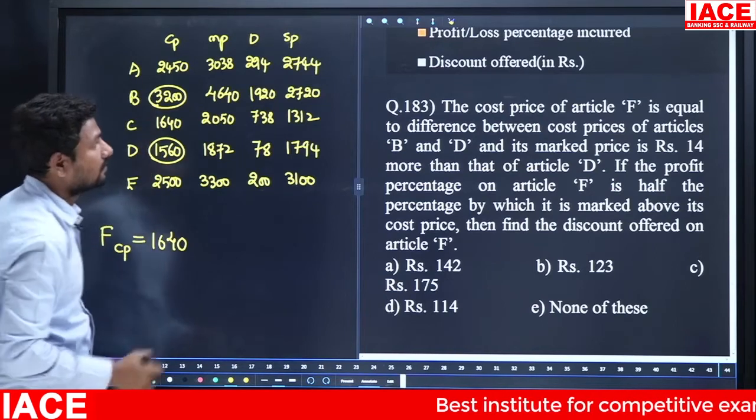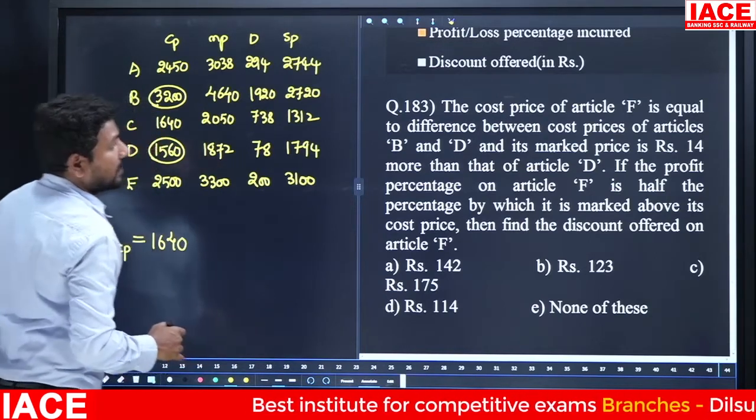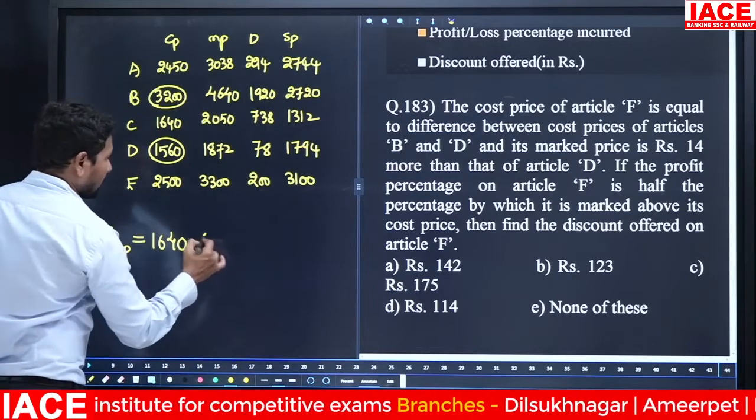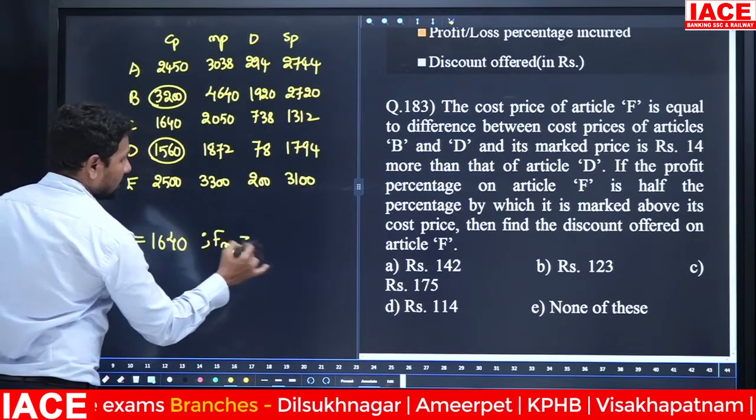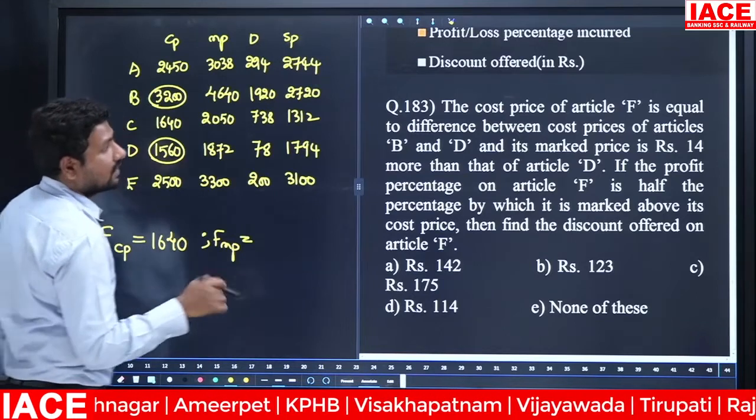Next, the market price of F is 14 more than that of article D. FMP, how much more? 14 more than that of article D.